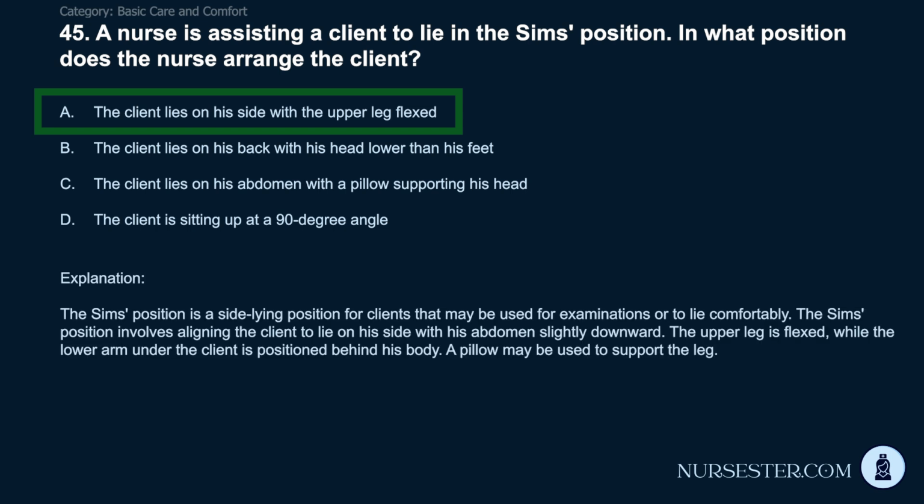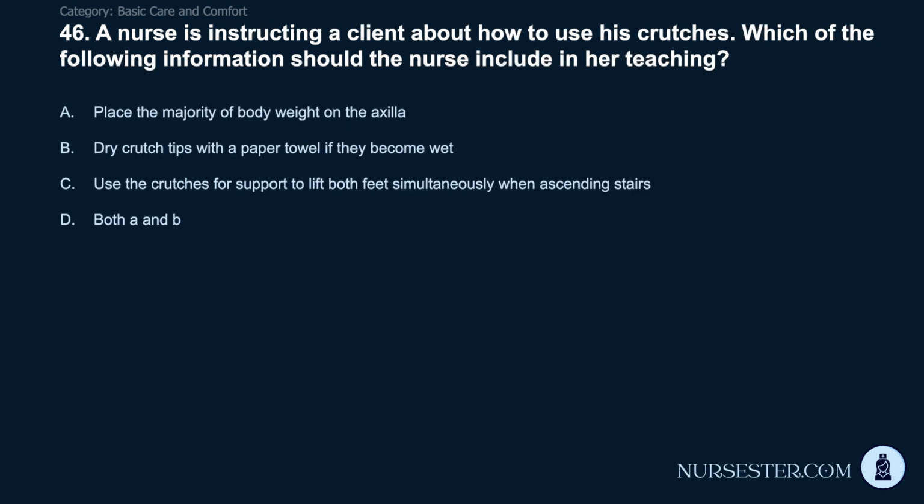The Sims position is a side-lying position for clients that may be used for examinations or to lie comfortably. The Sims position involves aligning the client to lie on his side with his abdomen slightly downward. The upper leg is flexed, while the lower arm under the client is positioned behind his body. A pillow may be used to support the leg.